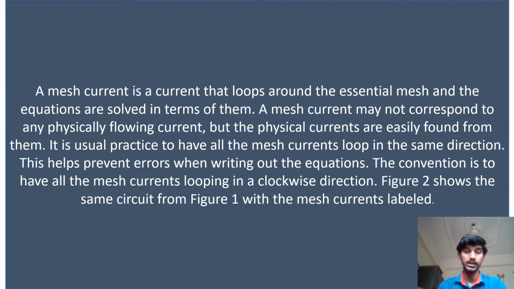A mesh current is a current that loops around the essential mesh, and the equations are solved in terms of them. A mesh current may not correspond to any physical flow of current, but the physical currents are easily found from them. It is usually practiced to have all the mesh current loops in the same direction. This helps prevent errors when writing out the equations. The convention is to have all mesh currents loop in a single clockwise direction. Figure 2 shows the same circuit from Figure 1 with the mesh currents labeled.